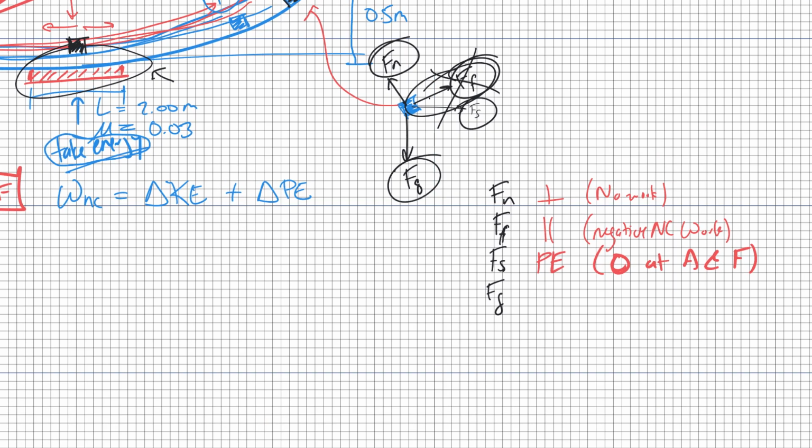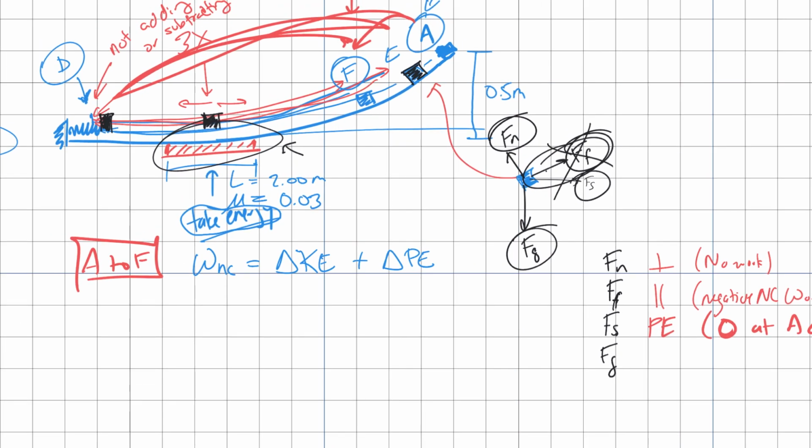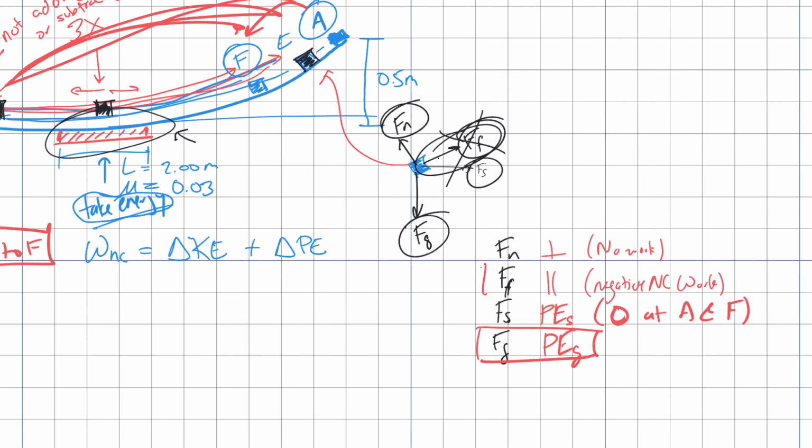Okay? Now, the force of gravity, we know this to be a potential energy, and it is not 0 at A nor at F. So this is really the one that we need to deal with. Oh, and we need to deal with this, right? So these are the two that are going to go into my equation.